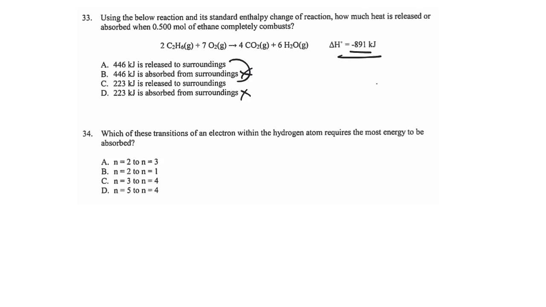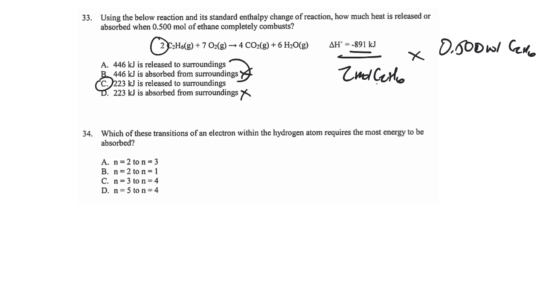And then this is the heat change for every 2 moles of C2H6. Why 2 moles? Because there's a 2 in front of C2H6 in the reaction. And so then the heat of the reaction for half a mole of ethane would be 0.891 divided by 2, then multiply by 0.5. So it's going to be the smaller of the two numbers. So 223 kilojoules is released to the surroundings.